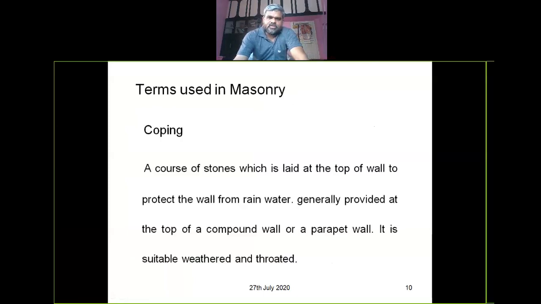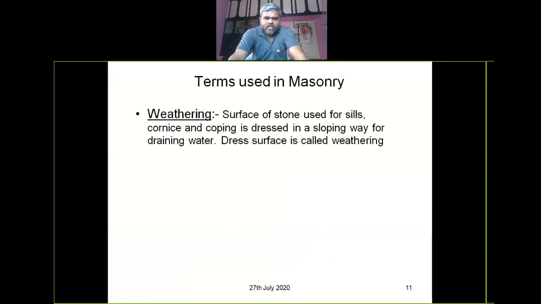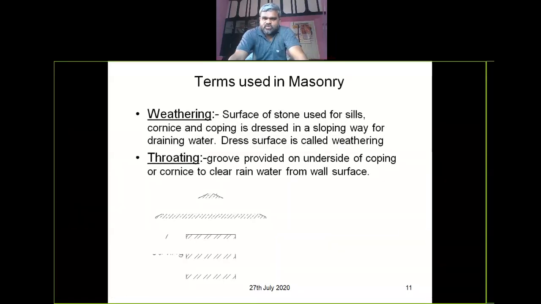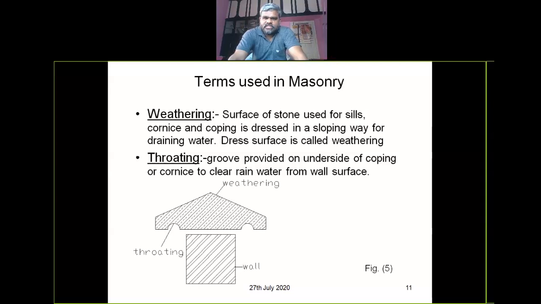Terms used in stone masonry. Coping is a course of stones which is laid at the top of a wall to protect the wall from the rainwater, right? Generally provided at the top of compound wall or parapet wall. It is suitable for weathered and throated, right? Weathering: the surface of stones used for sills, cornice, and coping is dressed in a sloping way for draining water.